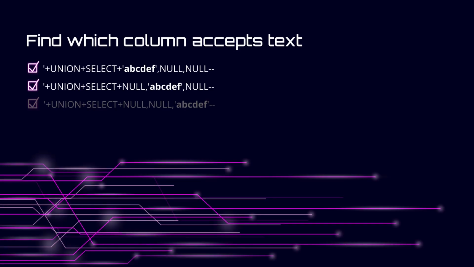Next, we'll find which of those 3 columns accepts text. We do this by replacing a null placeholder with a quoted string. Quick note, in SQL, text values must be written as string literals, which means they need to be enclosed in quotes. Without quotes, the database treats the value as an identifier or number, which causes type errors. So we put the text in single quotes like 'A, B, C, D, E, F'.